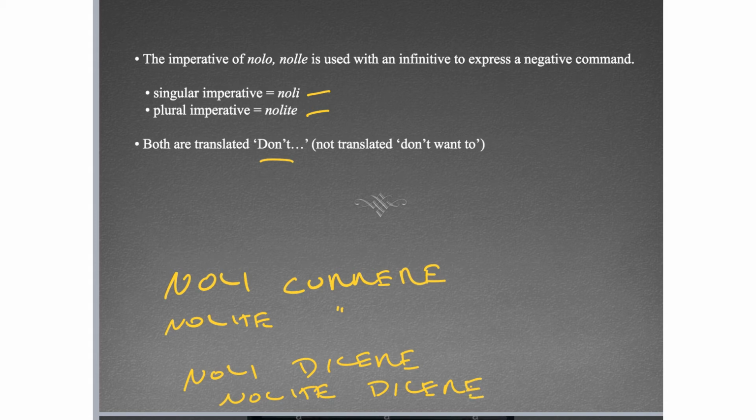All right, and again, what you don't want to do is say don't want to run, don't want to speak. That doesn't really make a lot of sense, especially as an imperative, and that goes against the idiom that Latin uses, which of course is that the imperative of nolo, nolle, is used as the negative imperative overall. So don't run, don't speak.